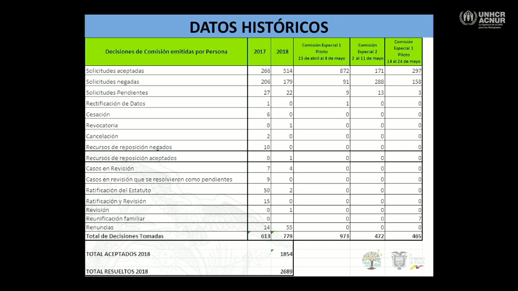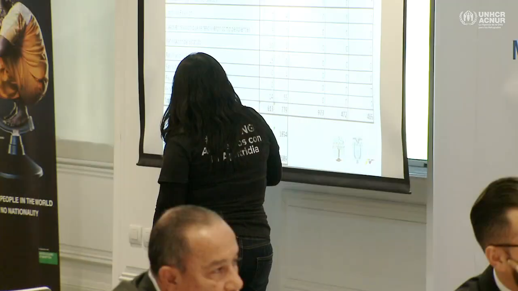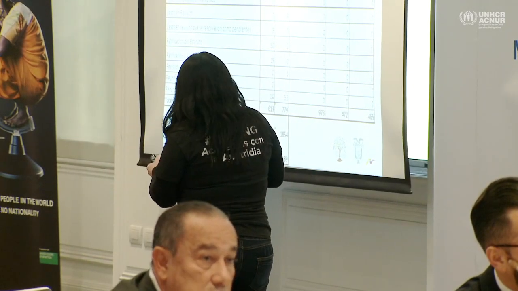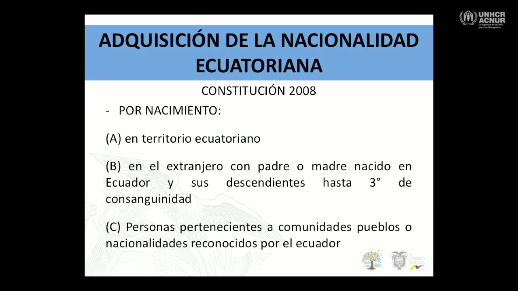We first tested with 300 cases, and we were very happy to see that till 31st May this year we have seen 2,000 and something of these requests that had a response, 2,689 of them, and these are the decisions that these commissions are taking in terms of statelessness and refugees. And how is the acquisition of the nationality done?